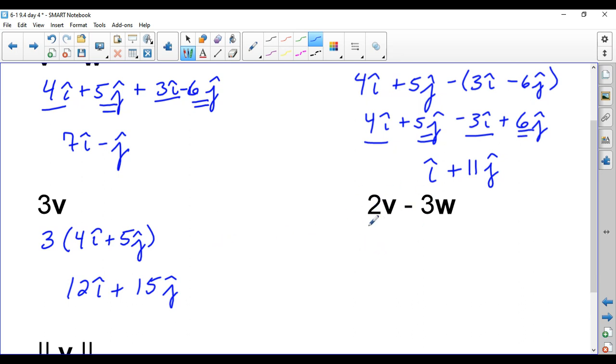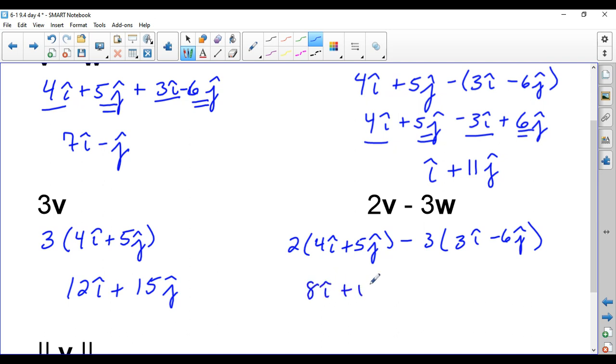Here I have a more complicated operation, 2v minus 3w. I'm going to do 2 times vector v, 4i hat plus 5j hat, minus 3 times vector w, which was 3i hat minus 6j hat. And I'm just going to follow order of operations. I'm going to multiply first, distribute the 2. That's 8i hat plus 10j hat. Distribute the negative 3: minus 9i hat plus, negative times negative is positive, 18j hat.